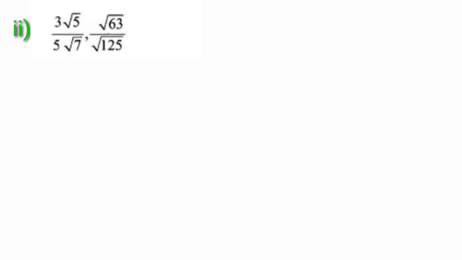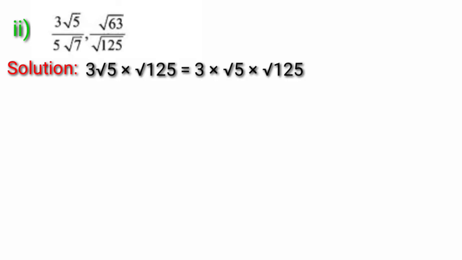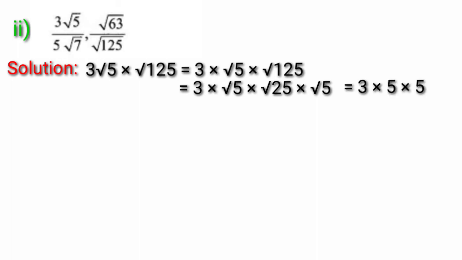Second, 3 root 5 upon 5 root 7 and root 63 upon under root 125. So cross multiplication, 3 root 5 multiplied by under root 125 is equal to 3 multiplied by root 5 multiplied by under root 125 is equal to 3 multiplied by under root 5 into 25 into 5 is equal to 3 multiplied by 25 into 25. 5 square is 25. So we can write is equal to 3 multiplied by 5 multiplied by 5 is equal to 3 multiplied by 25 is equal to 75.